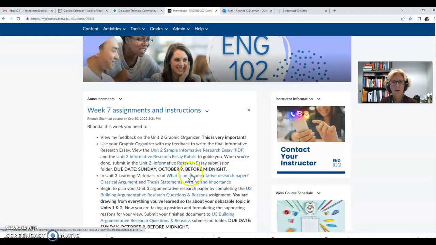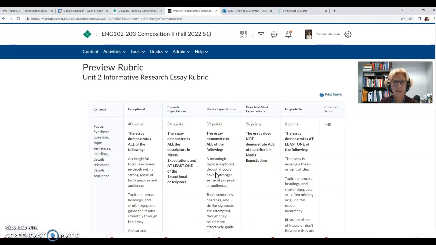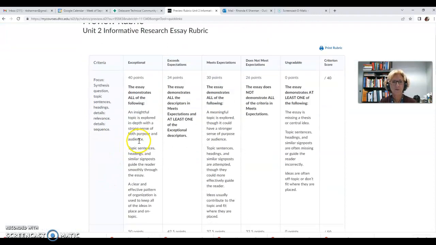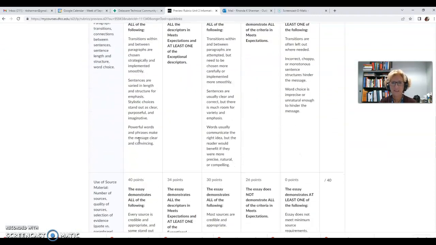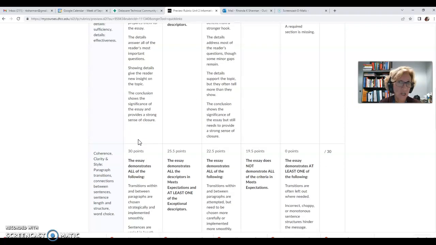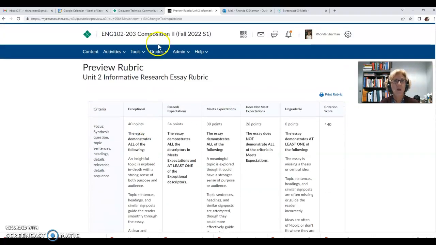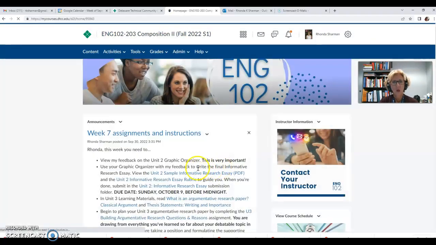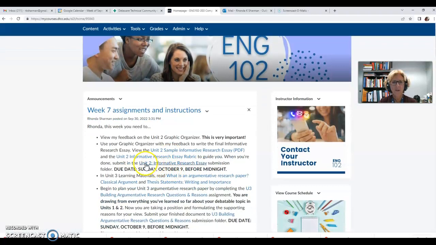Another item you may want to look at is the rubric, because this is how your final paper will be graded. So please look through all those criteria very carefully and use it as a checklist to make sure that you are complying with all the requirements. When you're done, the link is here to submit your essay for grading in D2L. And again, please make sure you do that by the deadline.